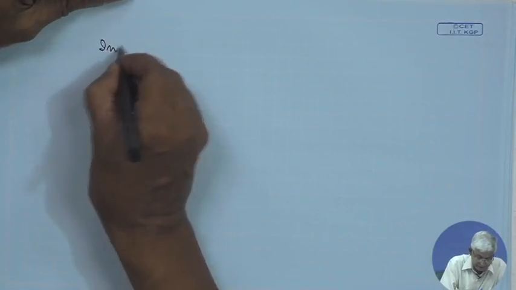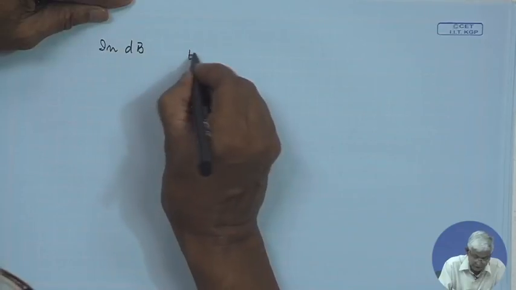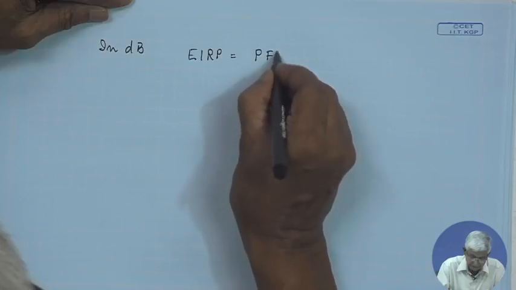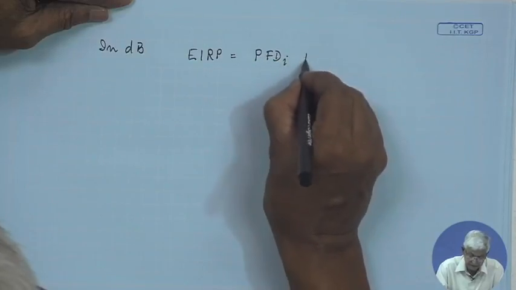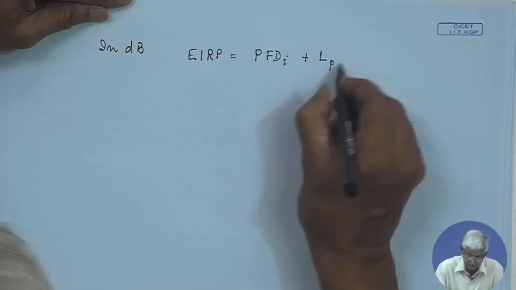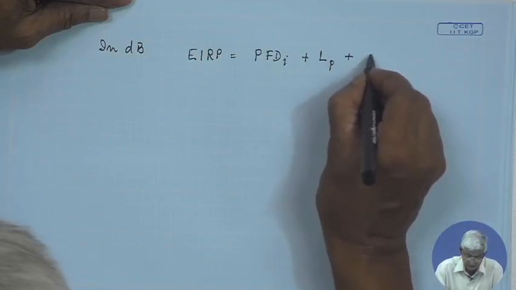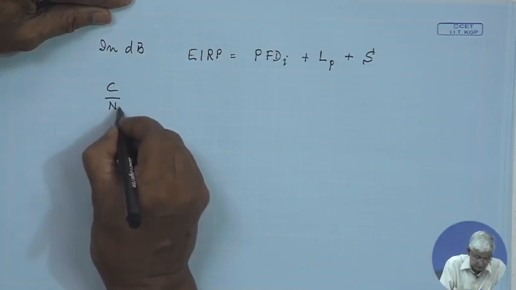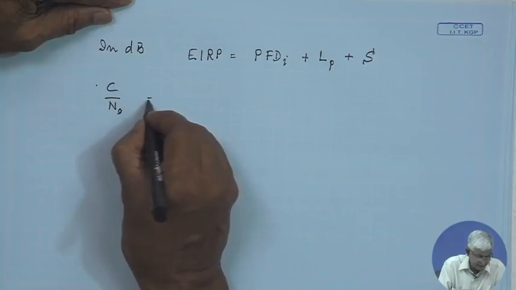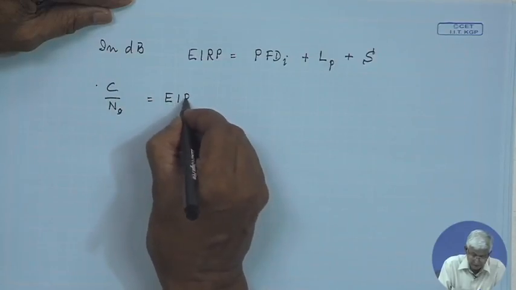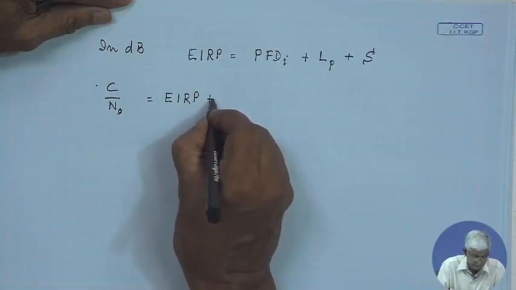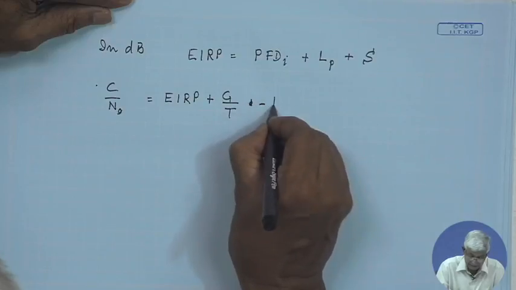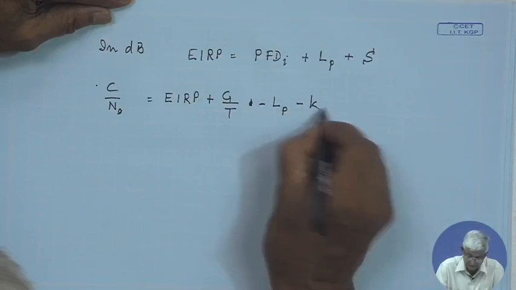Then in dB terms, EIRP is equal to PFD input in dB plus path loss in dB plus the spreading in dB. So, C by N naught, whether uplink or downlink, in dB terms is EIRP plus G by T minus path loss minus K.